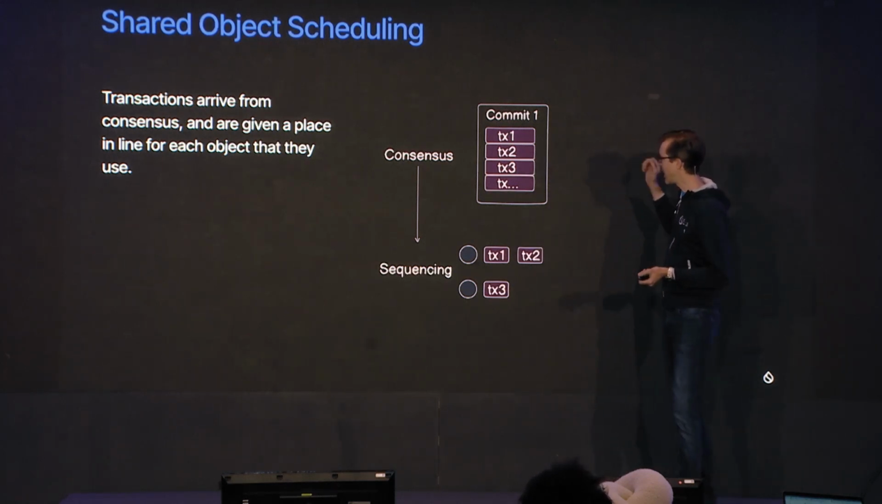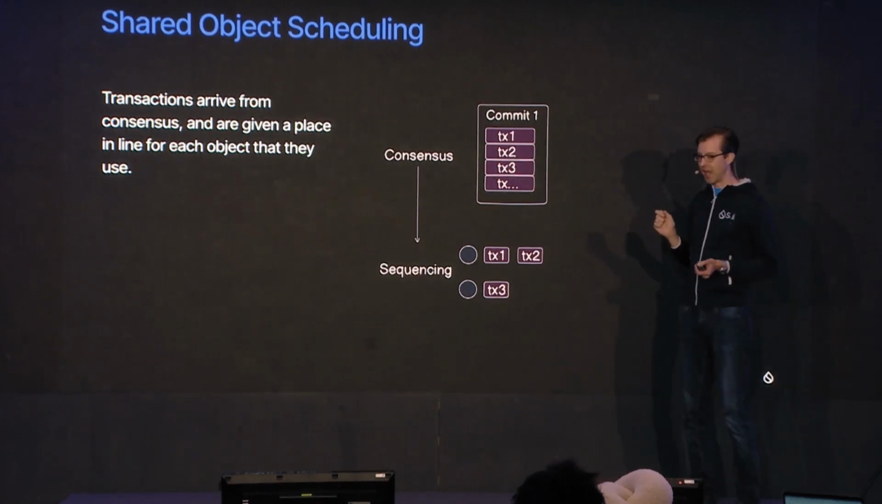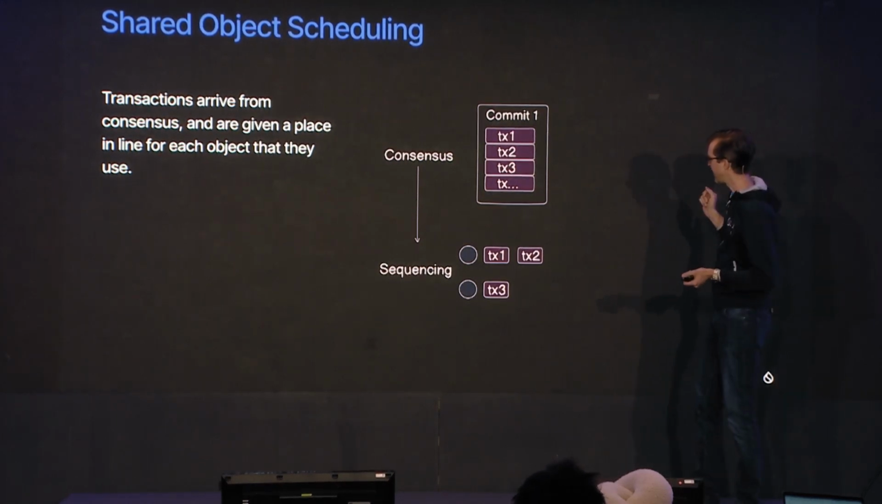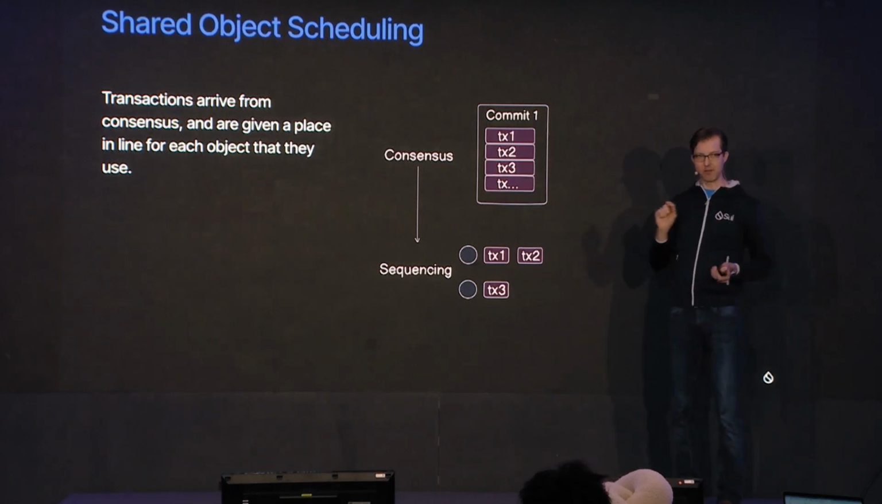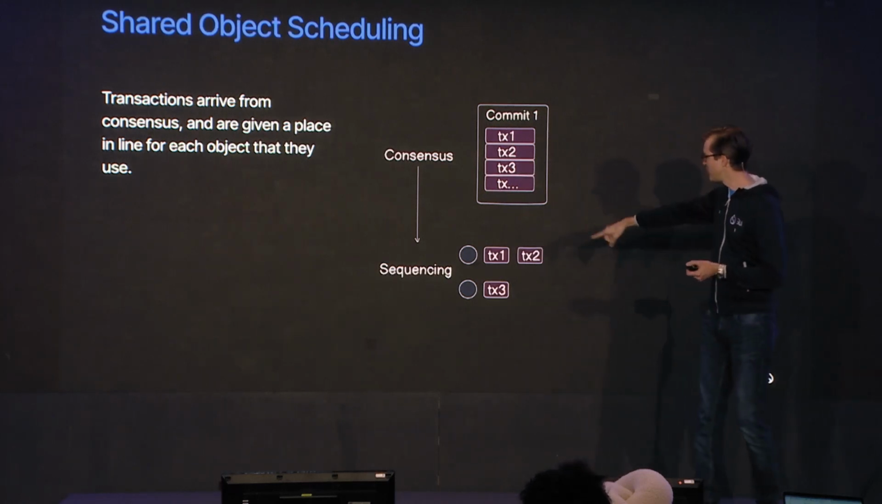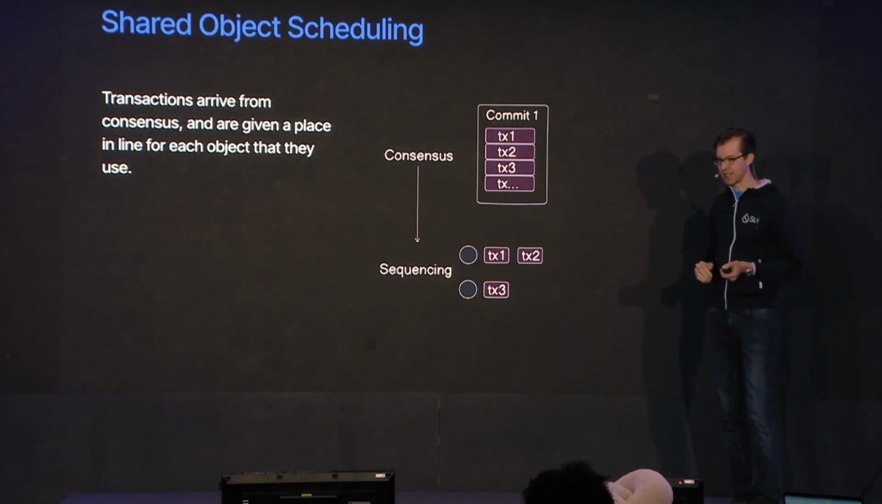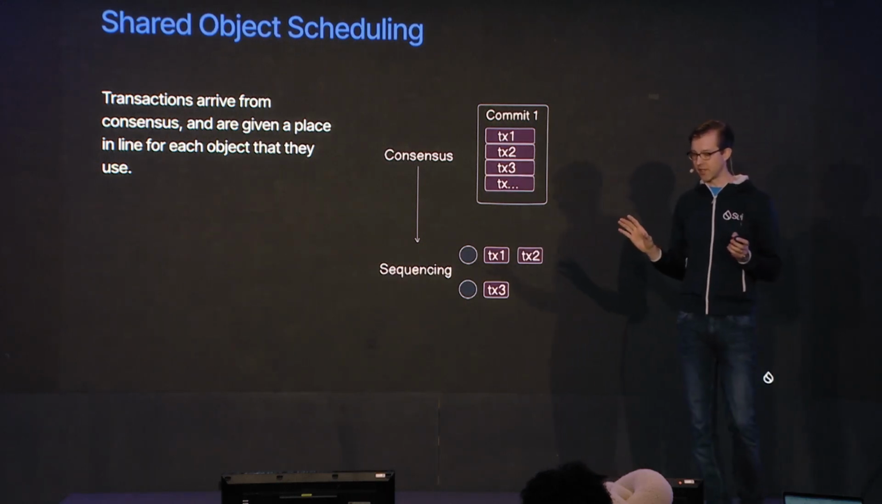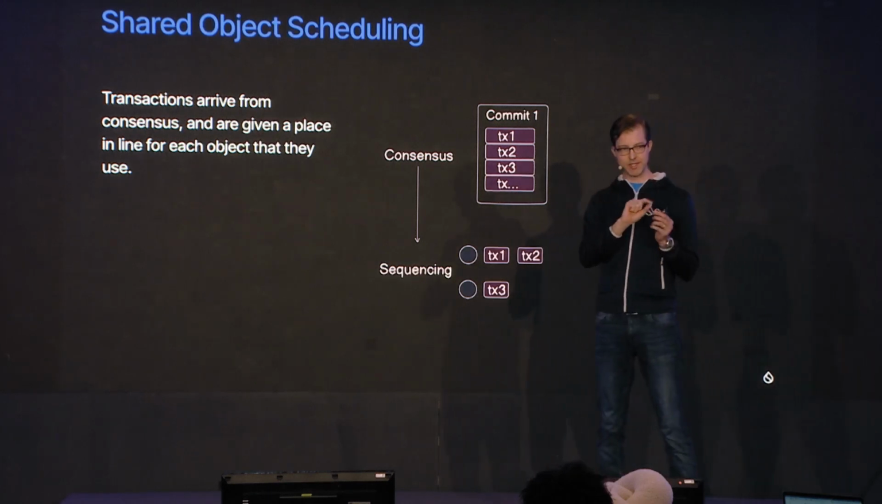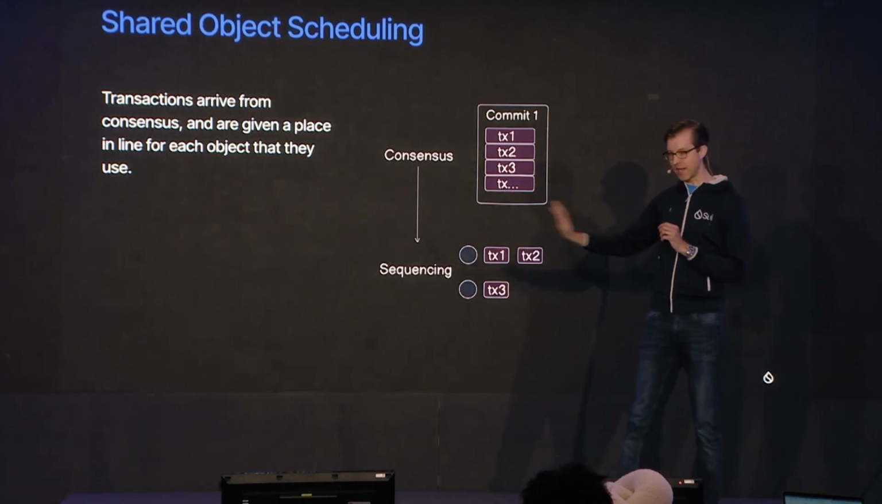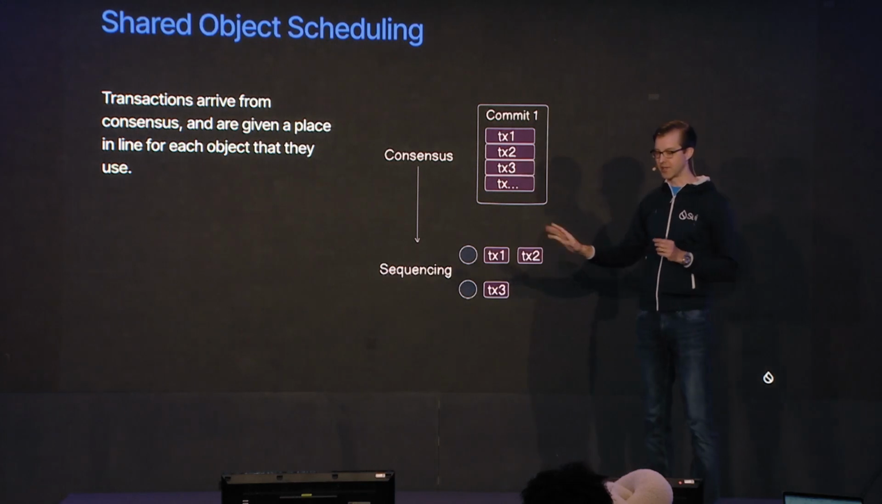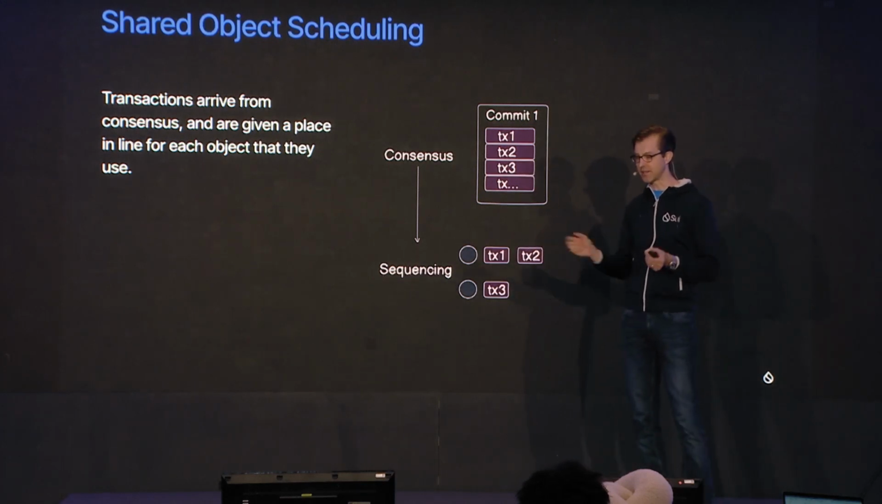When a commit arrives, it has a bunch of transactions in it. What we do is we pull those transactions out, and then we assign them a place in line for the objects that they use. So here we have two objects. TX1 and TX2 are reading one of them, and TX3 reads the other. This is all that the consensus side of things does. It just puts things in their place in line. They execute later, on different threads. So if you have a lot of objects, you can parallelize it.